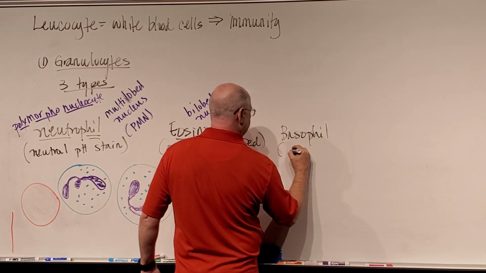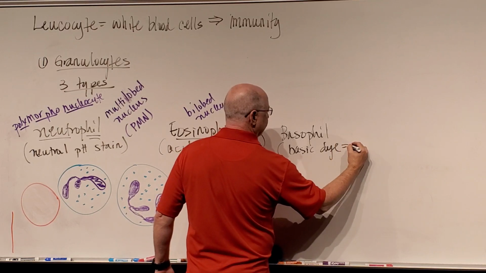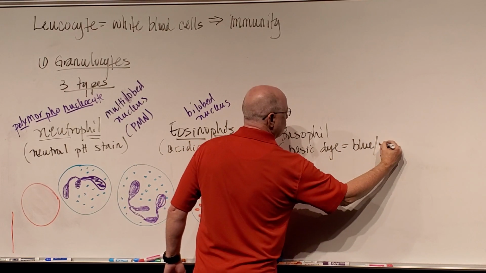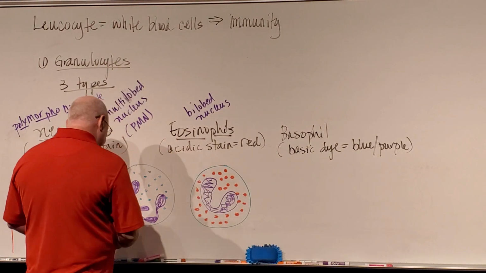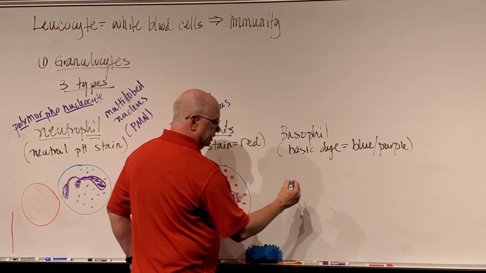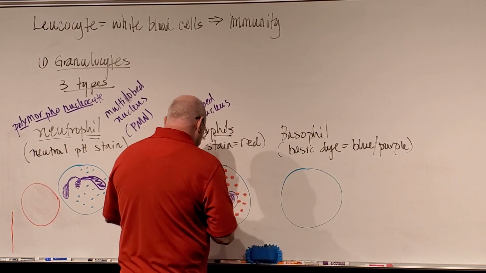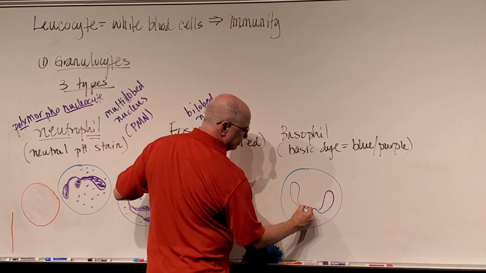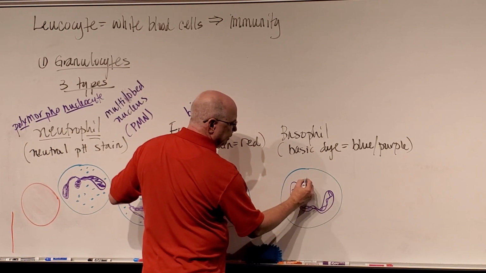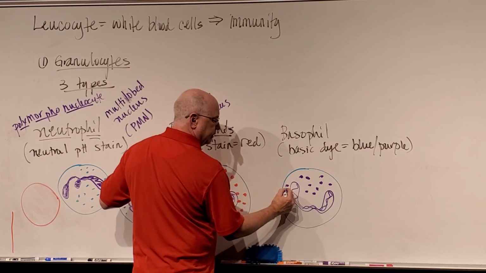Basophils, they like this basic dye or basic stain, and it tends to be a blue or a purple color, a very dark blue color. They are roughly the same size as neutrophils and eosinophils. They're bigger than a red blood cell. Their nucleus can take on different shapes, but you'll see them with these very dark staining cytoplasmic granules.